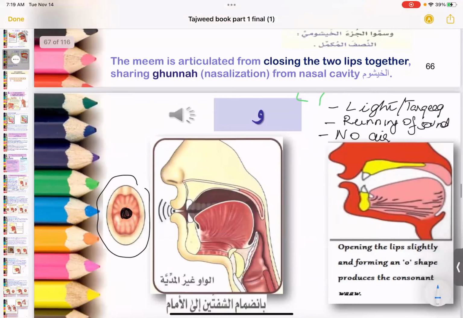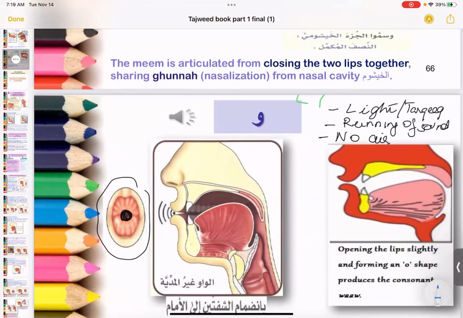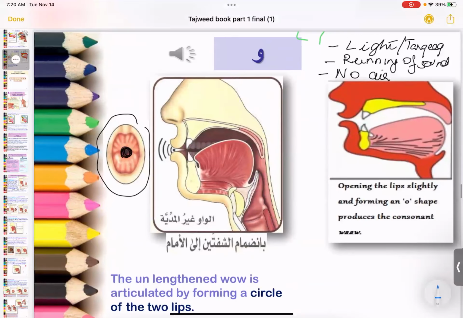So meme is articulated from the closing of the two lips together, and it also has a ghunna. But the main thing you have to keep in mind is the lips touch very lightly. They don't press against each other compared to the letter ba. The lips are in their resting position, like when you close your lips and you're not smiling, you're just keeping your lips in a resting position. You're not pressing on it, right? When you get angry, what's the first thing you do? You press your lips, right? That's when you get the sound of ba. Keep in mind that meme is resting lips, ba is this pressure on the lips.